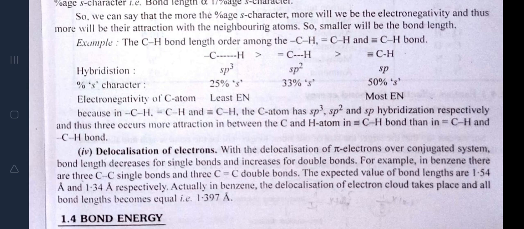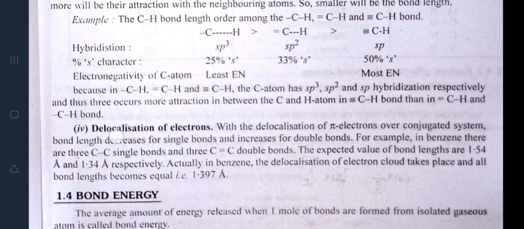Delocalization of electrons. With the delocalization of pi electrons over a conjugated system, the bond length decreases for the single bond and increases for the double bond. For example, in benzene there are 3 carbon-carbon single bonds and 3 carbon-carbon double bonds. The expected values of bond length are 1.54 angstrom and 1.34 angstrom. Actually, in benzene, delocalization of the electron cloud takes place and all the bond lengths become equal, that is 1.397 angstrom.